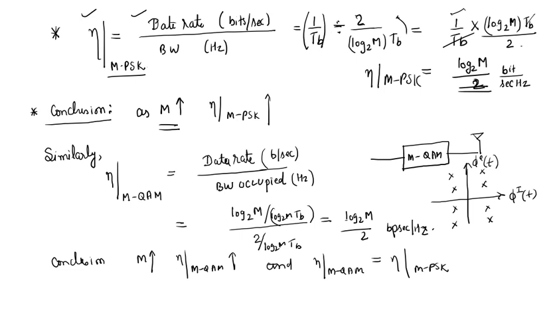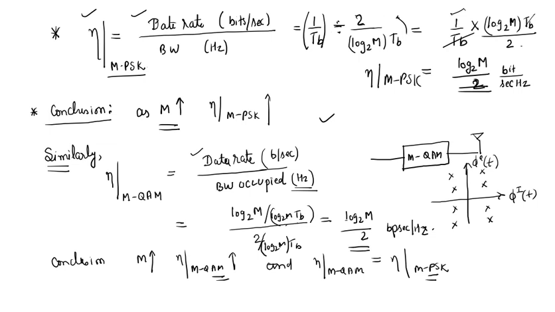Similarly, we can find out the bandwidth efficiency of an MQAM scheme. Again, the formula is the same: data rate which we transmit to the channel per unit time and per unit bandwidth. So data rate is log2 M divided by log2 M into Tb, and the bandwidth occupied by a QAM signal is the same as the bandwidth occupied by MPSK. So of course the bandwidth efficiency of QAM and the bandwidth efficiency of PSK would be the same. So we have seen the bandwidth efficiency of PSK as well as QAM scheme.